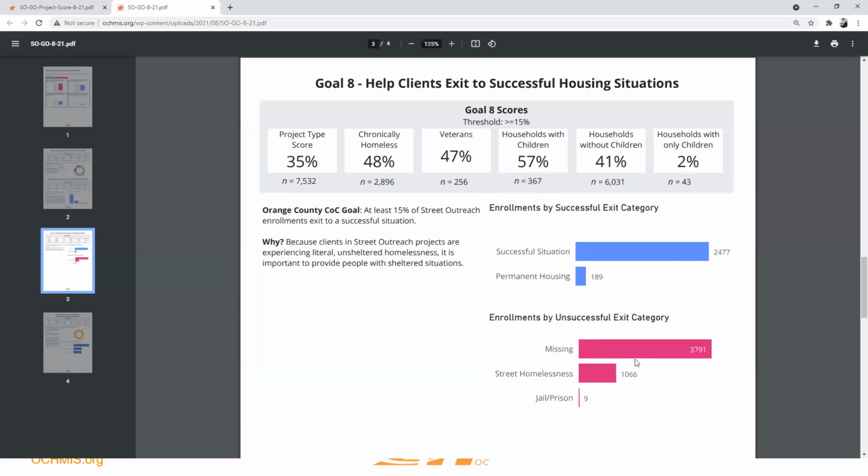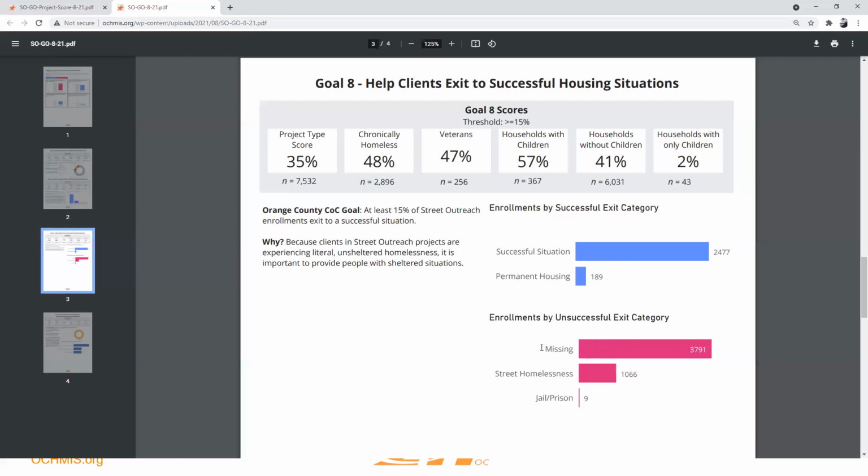So in our charts here, you can see where these clients are exiting to. So the majority are exiting to successful situations that are not permanent housing. So this can be emergency shelter, transitional housing, just about any situation that's not homelessness on the streets, jail, or missing destinations. That's pretty much everything else is a successful situation. And then there's a few that are exiting straight to permanent housing.